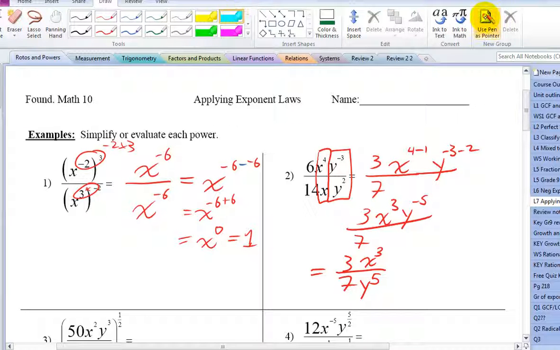Notice how, when I did this, the letters came up top. When I did my division, the letters were on the top of the fraction. Sometimes that weirds you out, but that's where it's supposed to go. Then, if you have a negative exponent, only then would you correct it by putting that base in the basement.